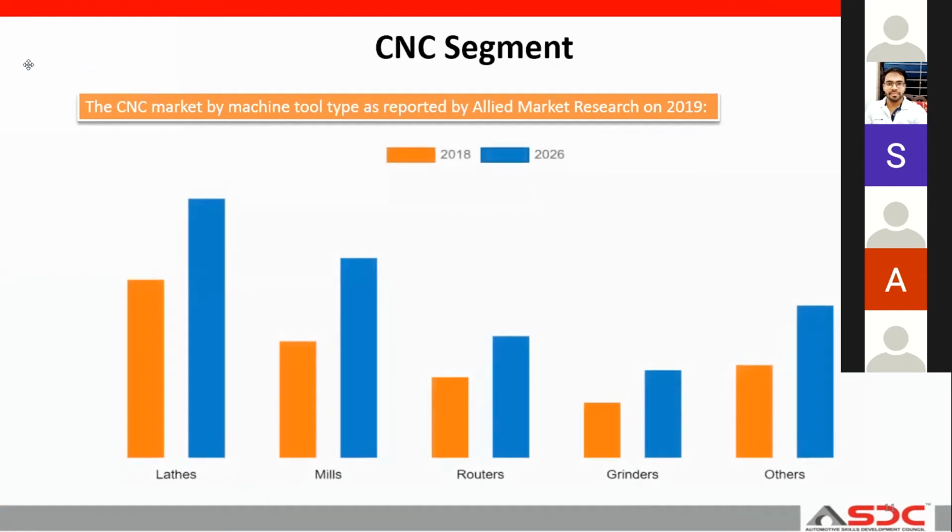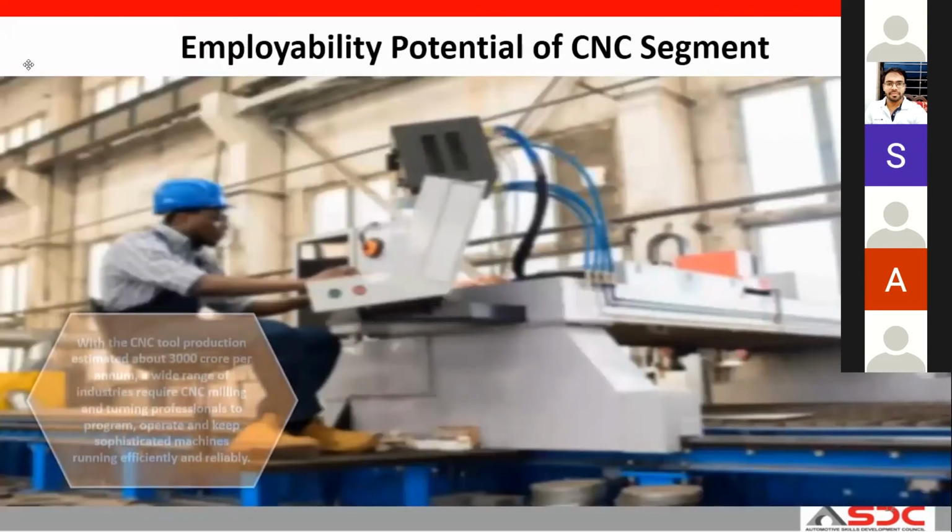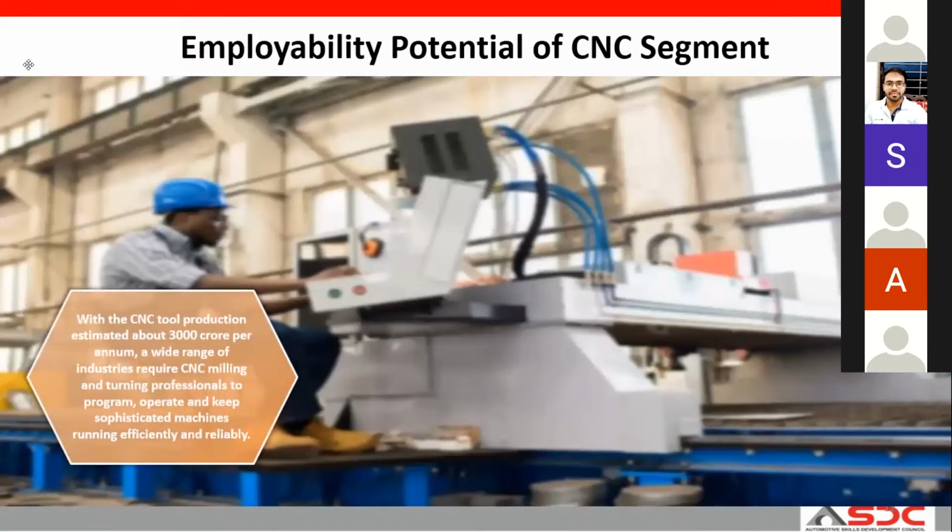So again, this is the Allied Market Research Report on the machine tool market in the year 2019. They have done the research, so we can see the market hikes in the lathe section. It is around 50% in the next 5 years. So it is the market's requirement to create an efficient and sufficient workforce. Now, the employability potential of the CNC segment.